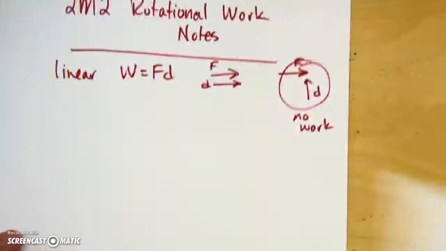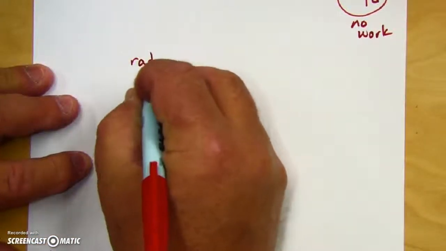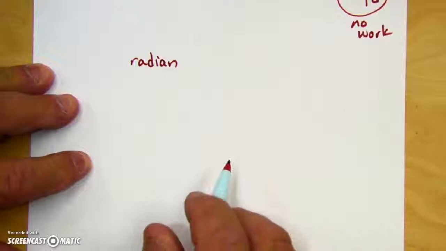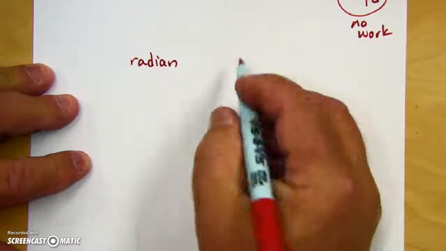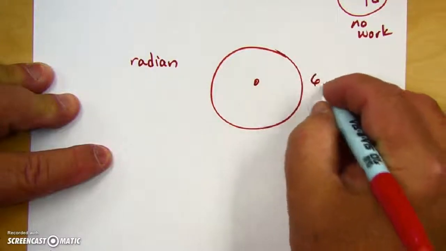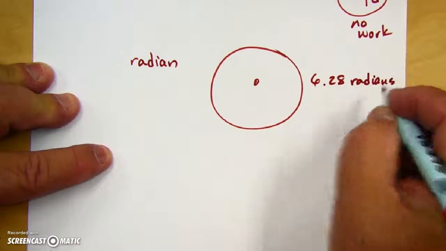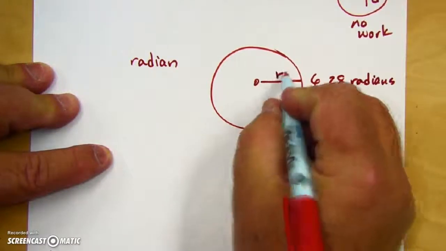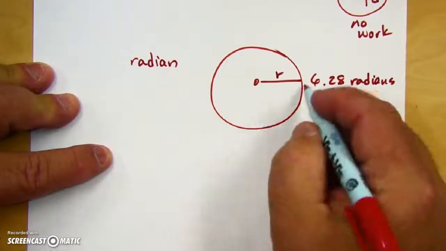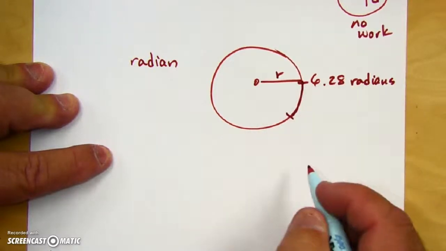Okay, let's go on and talk about rotational work. Now, first of all, in order to understand rotational work, we need to understand what a radian is. A radian is nothing more than, if this is my circle, around every circle there are 6.28 radians. If you really want to think of it, it's really just a radius. But if you draw the radius out here, you get that subset of a circle.